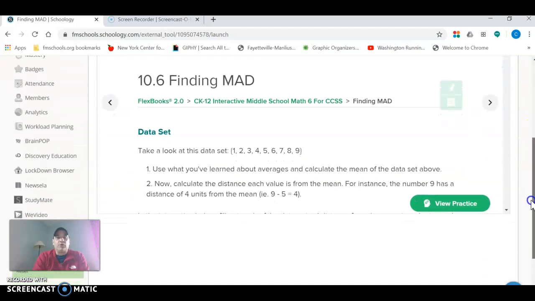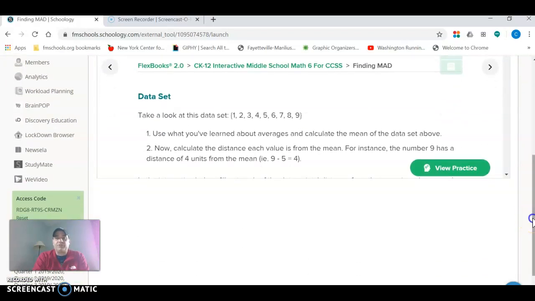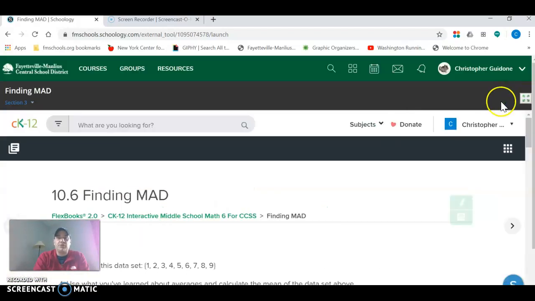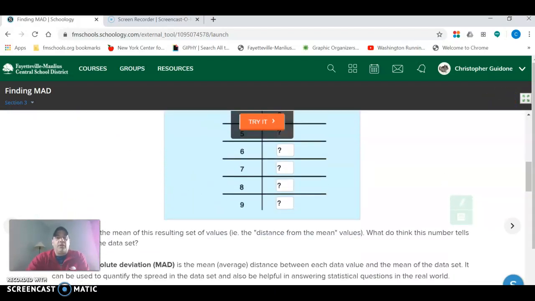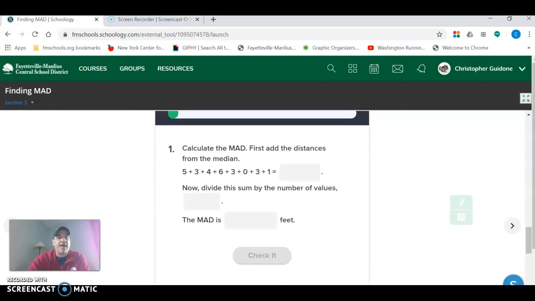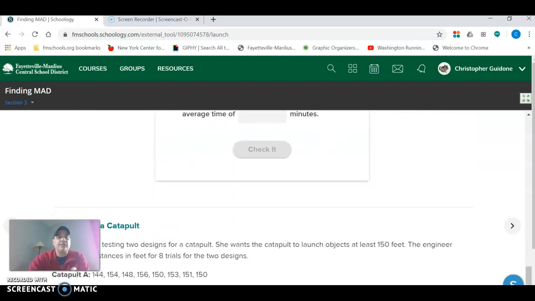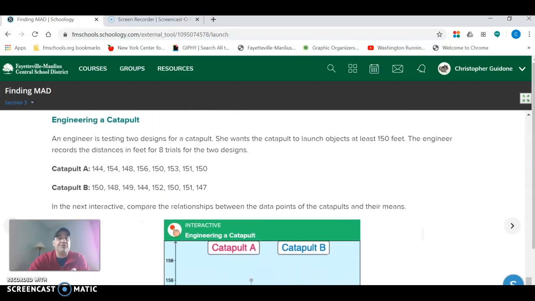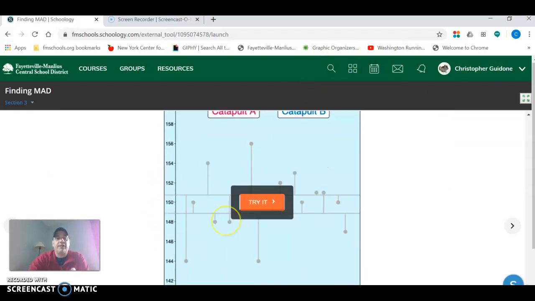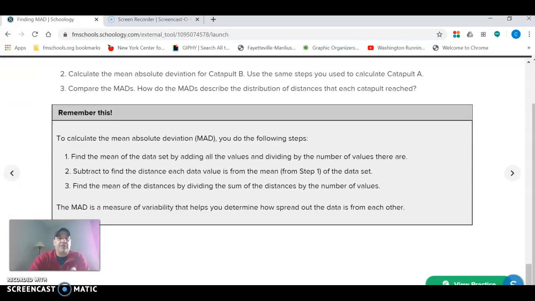So you'll work through the data set here. Whoops, I forgot. Your screen looks different than mine. I'm going to make mine large. That way we can see it better. It will walk you through what we just did, some examples, some interactives on how to find the MAD. You can skip this interactive right here, engineering a catapult. Okay, so please skip this interactive. And when you get to here, in case you forgot my steps, they're here again for you. Make sure you go to view practice and start your practice. Okay? All right, have fun with the MAD. Just don't get mad.